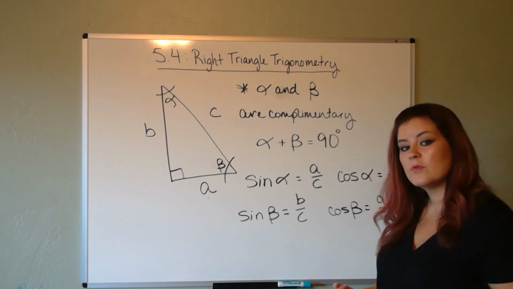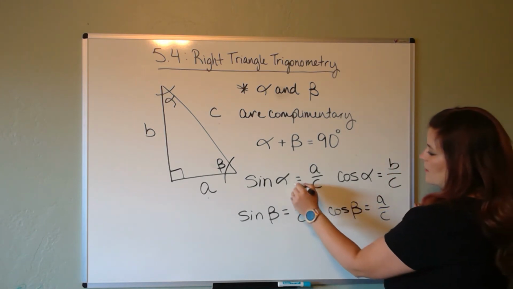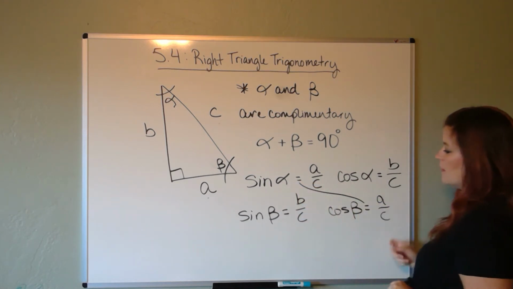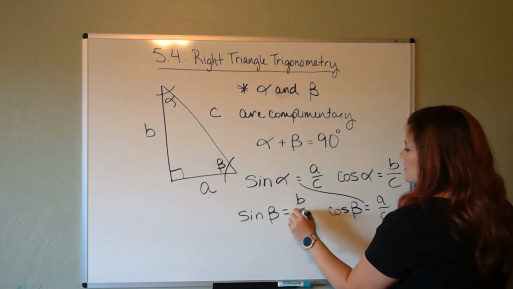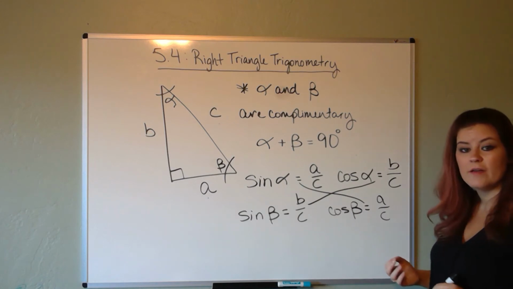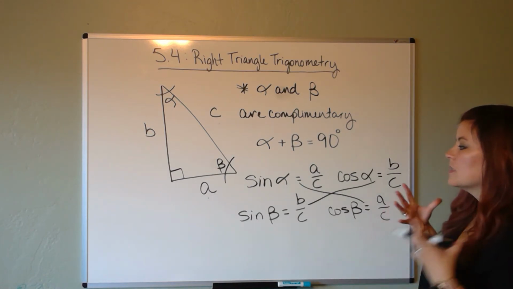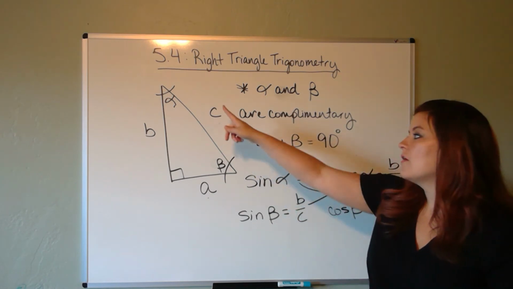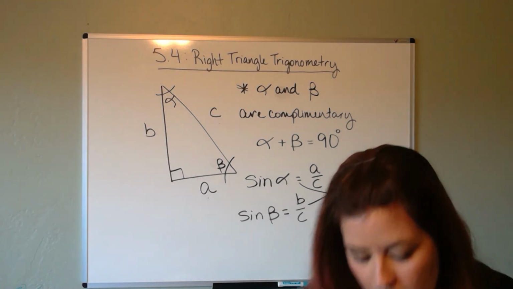We have some repeating values here. Notice that the sine of alpha and the cosine of beta are the exact same value. Also notice that the sine of beta and the cosine of alpha are both B over C. They're both the same. This relationship is not a coincidence. It's because alpha and beta are complements of each other.